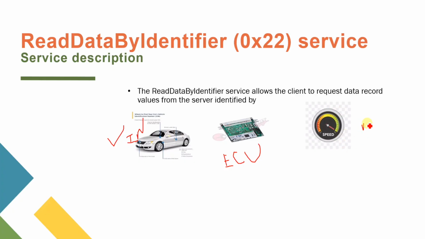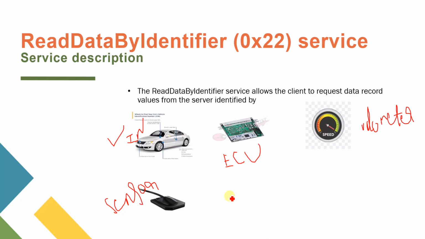What is the odometer value? What is the speed? What is the fuel level? Those pieces of information we can also read from the vehicle using this service 0x22. And we can also read real-time sensor values. There are many sensors: temperature sensor, pressure sensor, humidity sensor, wheel sensors, brake sensors, light sensors.